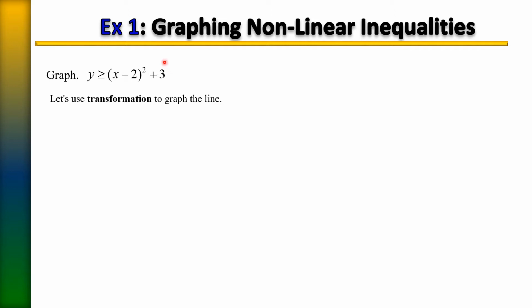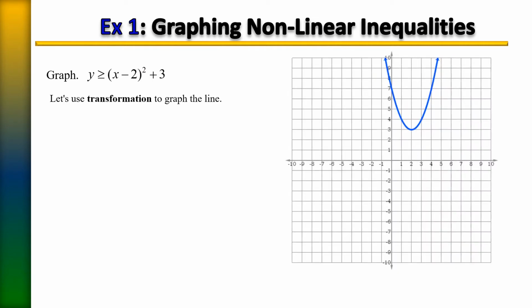And then in the back, we have a number. Anytime it's in the back, recall that's a vertical shift. If it's positive, you're going to shift it up. And if it's negative, you're going to shift it down. So again, this was the parent function shifted 2 units to the right and then 3 units up. So your graph should look like so.